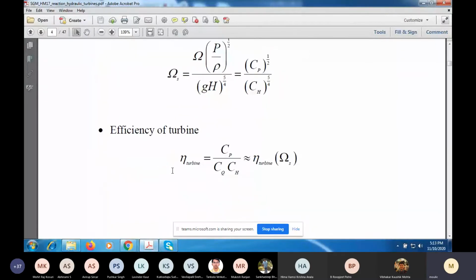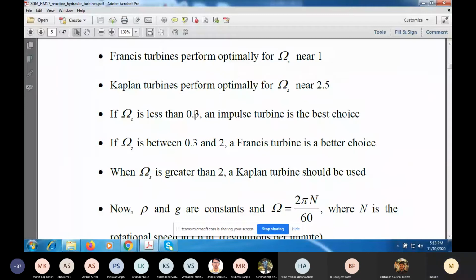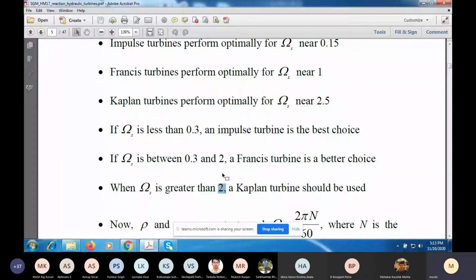And if you find that this value is less than 0.3, then the best choice would be an impulse turbine. So if the fluid is water, then choose a Pelton turbine. If omega s lies between 0.3 and 2, you should choose a Francis turbine. That is a better choice. And if omega s happens to be greater than 2, then the best choice would be a Kaplan turbine.